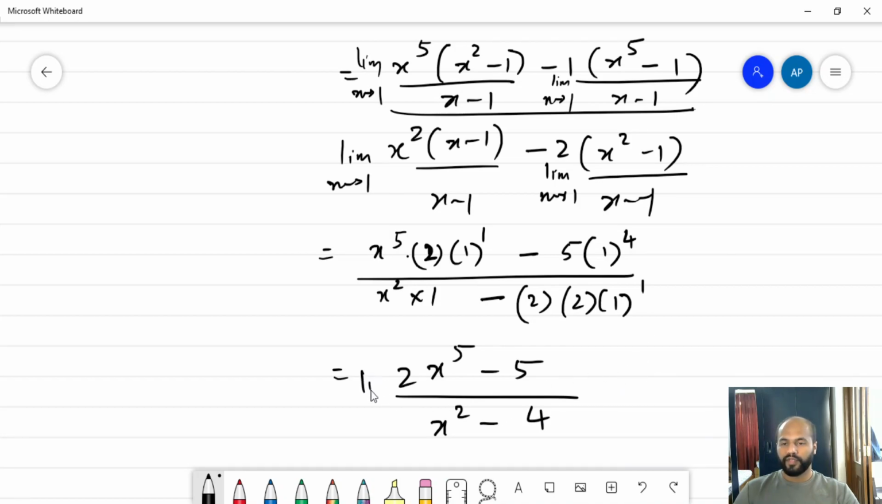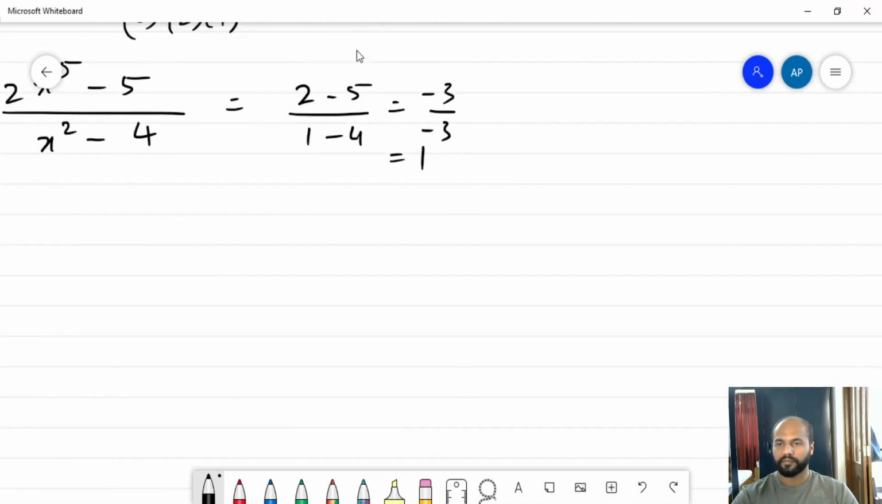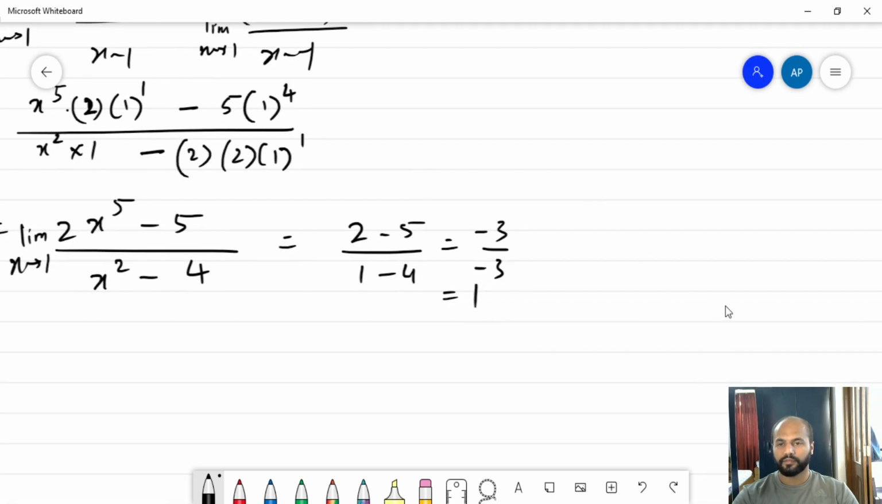So now if we put limit x tending to 1 in the remaining term, then what we get is 2 minus 5 by 1 minus 4. So this is going to be minus 3 by minus 3, which is 1. So that would be the answer to this question. That's what we get. So minus 3 by minus 3, which is coming out as 1.